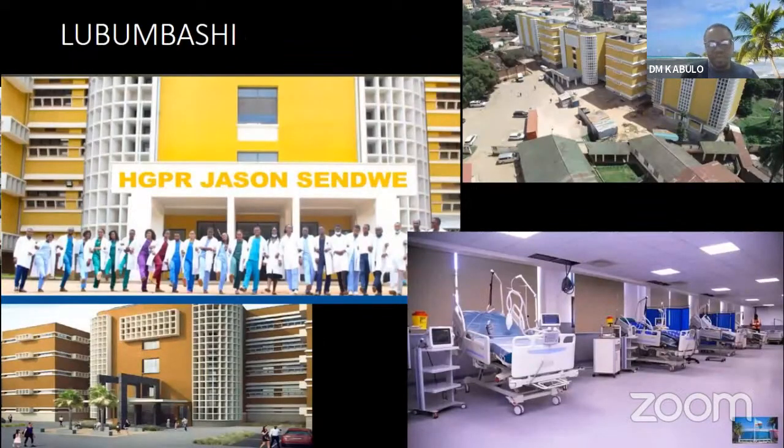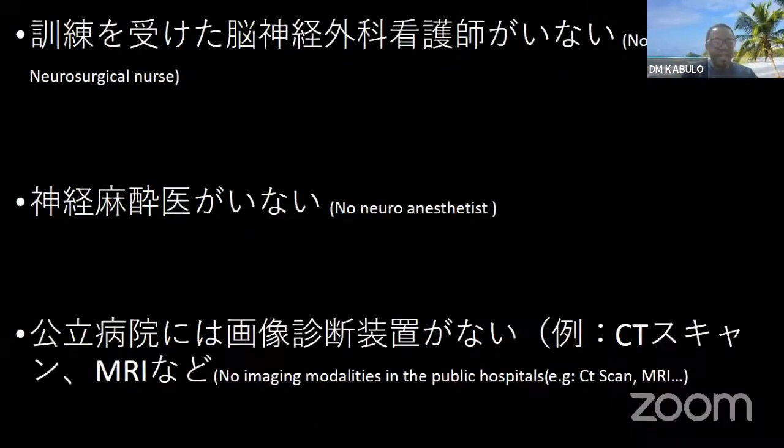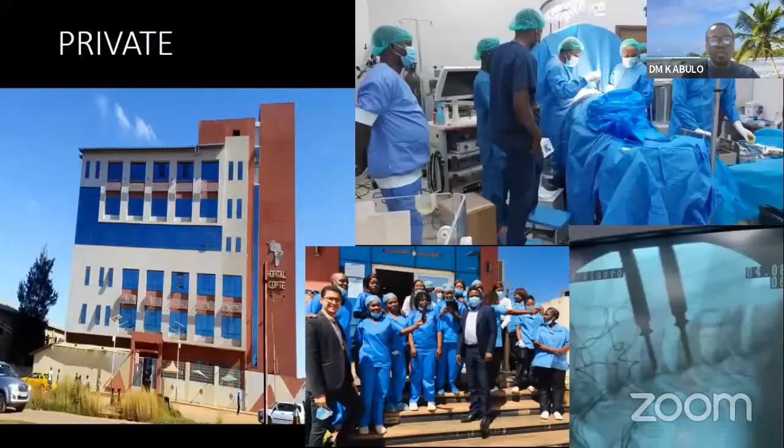This is my hospital in Lubumbashi, which was recently renovated. In that hospital, I don't have a neuro nurse. I don't have a neuro anesthetist. I'm just using the general anesthetist to do cases. And it's a big provincial hospital, but there are no imaging modalities. We don't have a CT scan or MRI scan. All patients who come, we send them to private hospitals to do that.